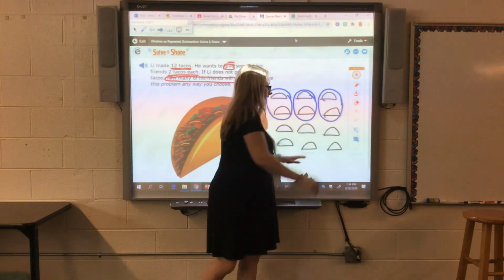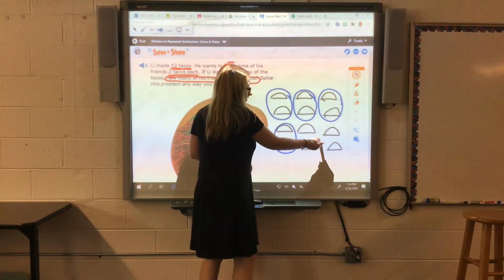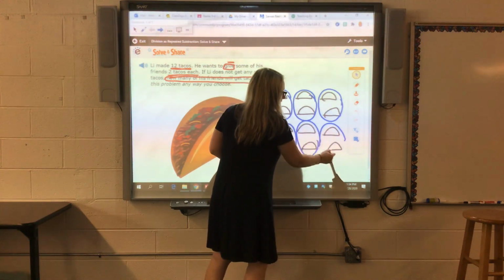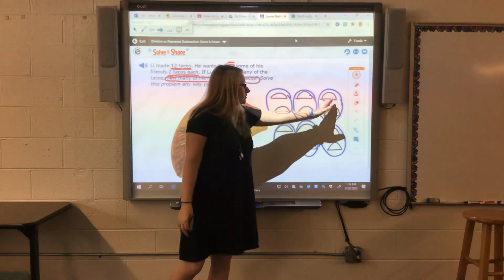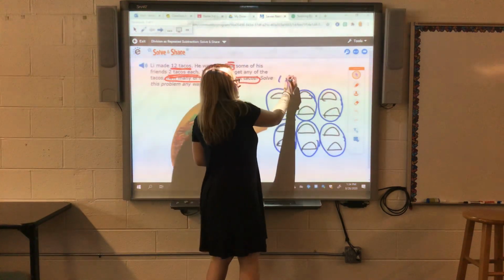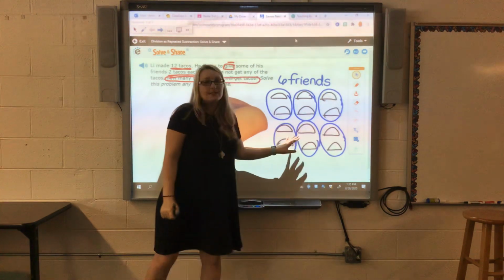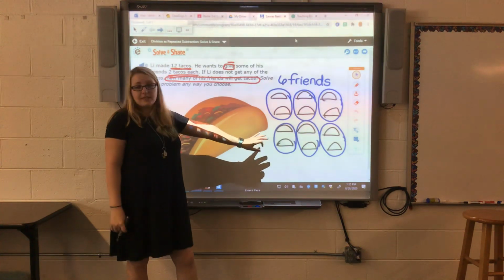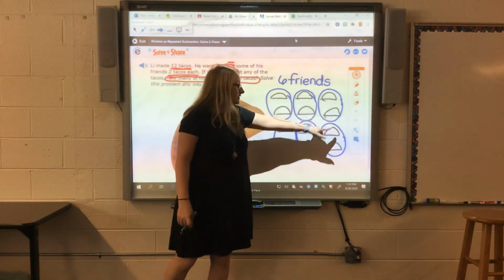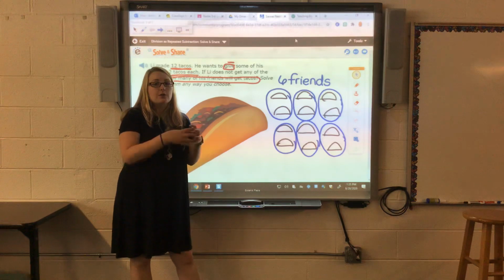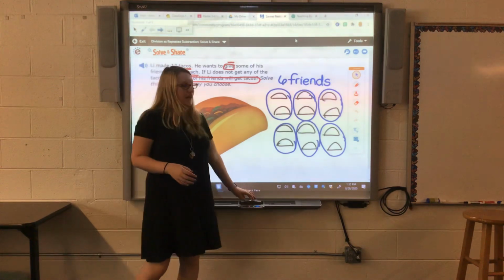If I give away 2 more tacos, that's another friend. 2 more tacos here, 2 here, and 2 here. So, how many friends can have tacos? We have 1, 2, 3, 4, 5, 6. So 6 of Lee's friends can have tacos if he does not take any of them. So we started with 12, 1, 2, 3, 4, 5, 6, 7, 8, 9, 10, 11, 12. And we grouped them by 2 because each friend is getting 2 tacos. So he can have 6 friends eat the tacos.